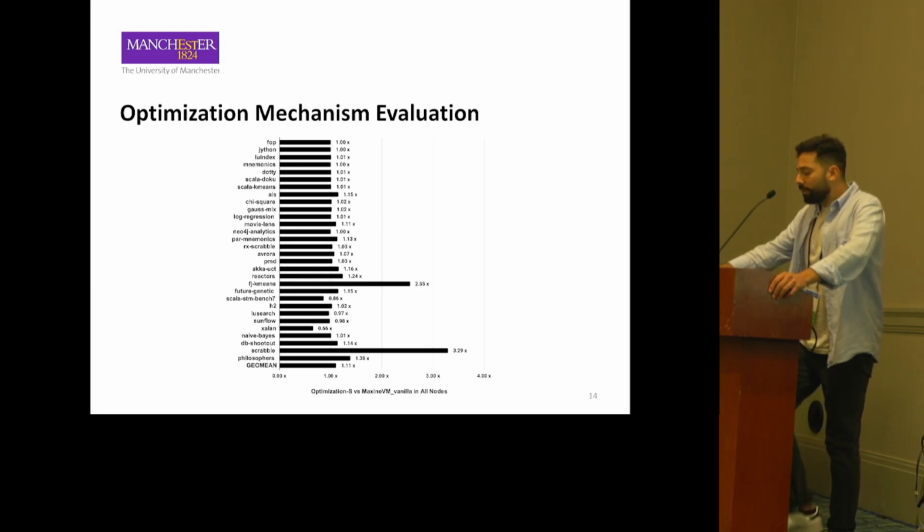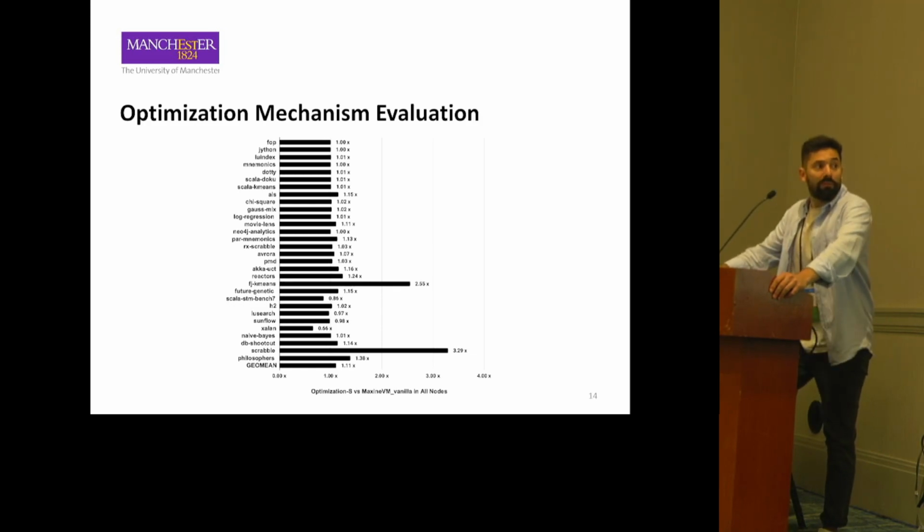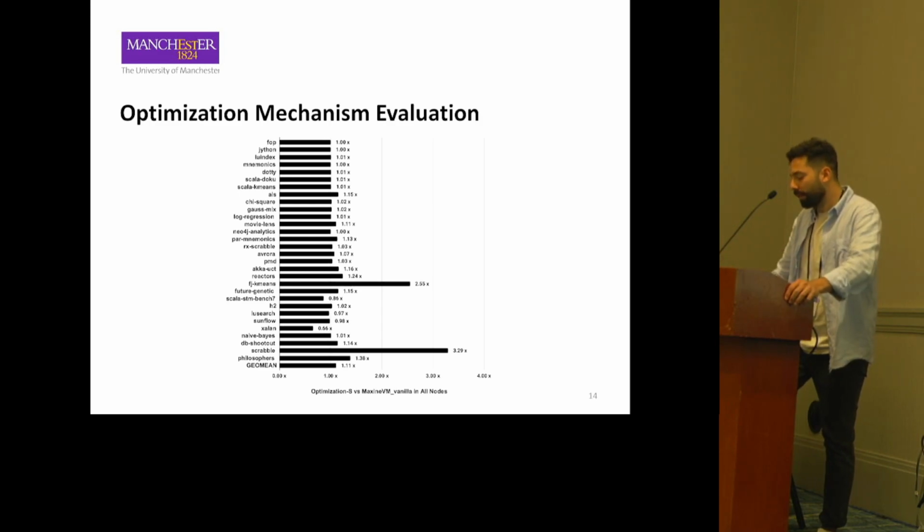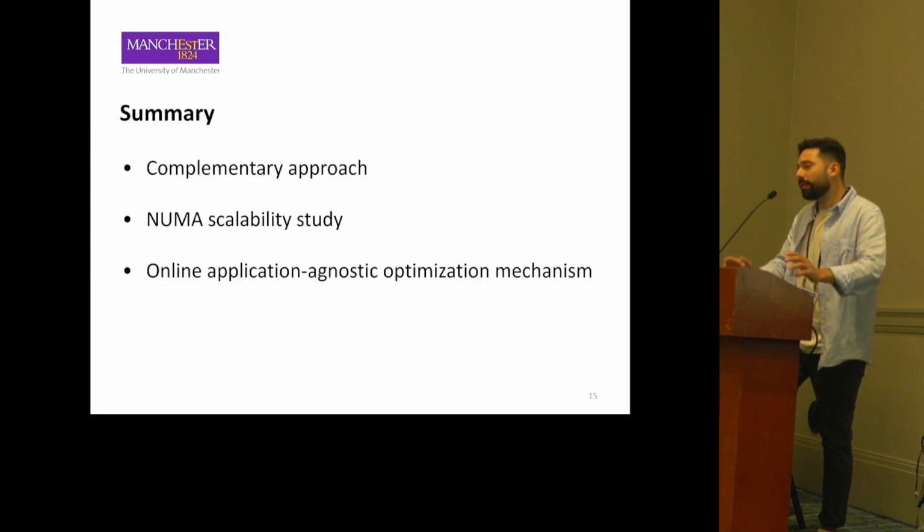Some of those that are not benefited, we find that they have different phases in the execution. And this fact blocks our mechanism from adapting to these phases and taking the correct decision. And this is something that might create future opportunities for a better mechanism.